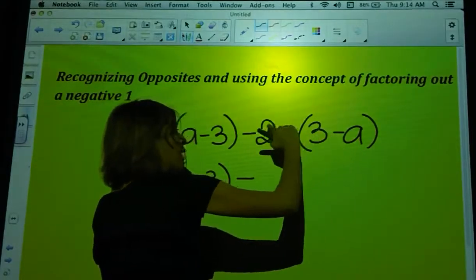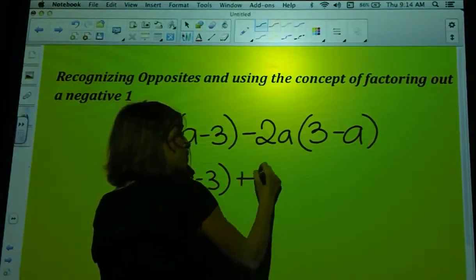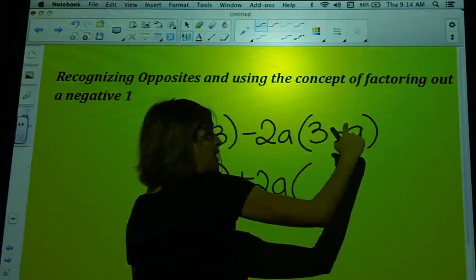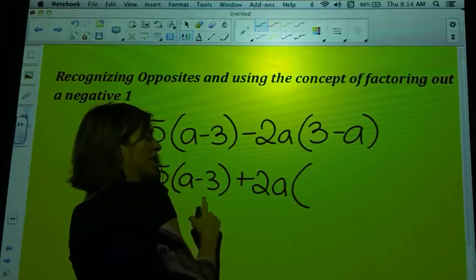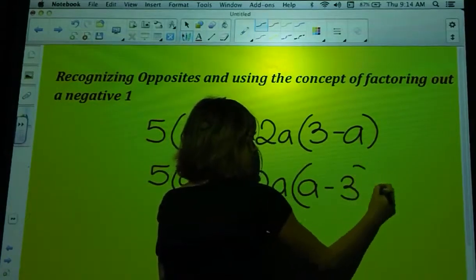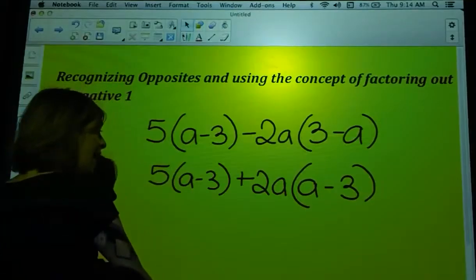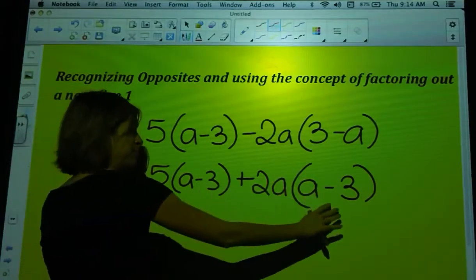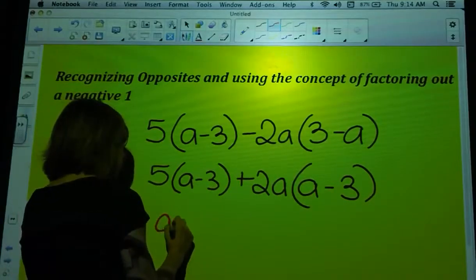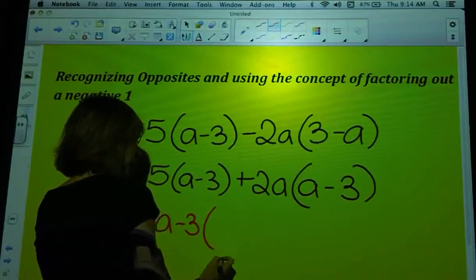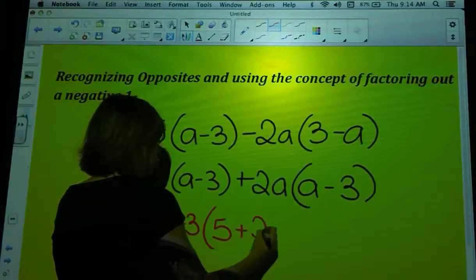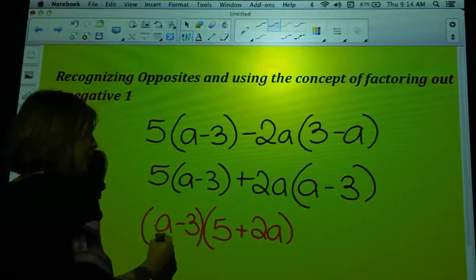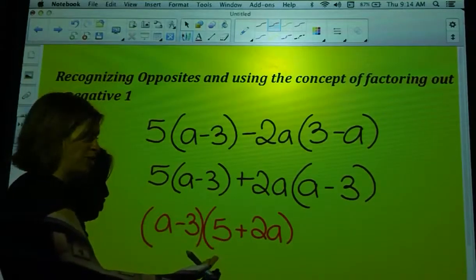Now when I pull out a -1, I have to multiply it to this guy, so it becomes plus 2a. And when I pull out a -1, that 3 becomes -3, and that a becomes positive a, which is this. So I just rewrote it. Okay? All right, now I see a common factor. That common factor is a minus 3. So I'm going to pull out the a minus 3, and I'd be left with 5 plus 2a, these outer terms here. And there again, I have actually factored out the GCF.